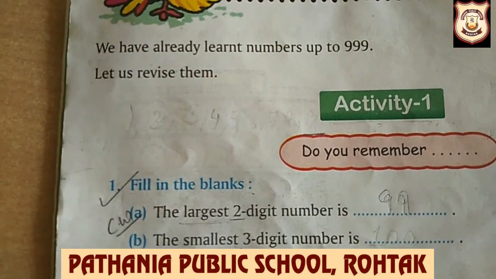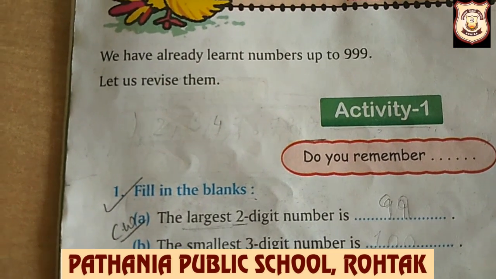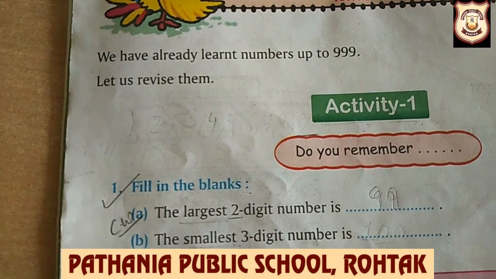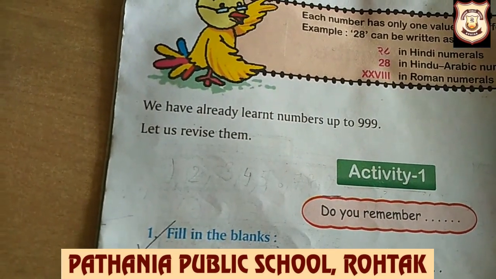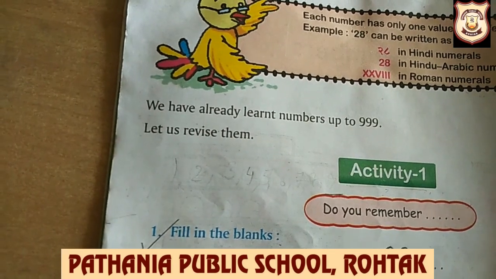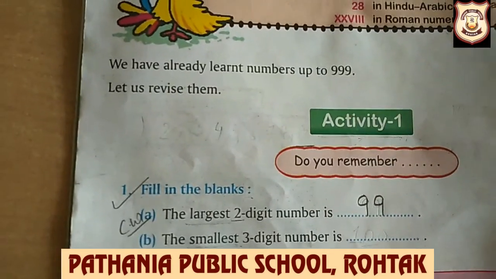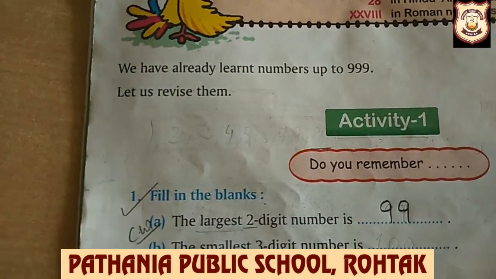Now, if we need to write the largest two-digit number, now we know 9 is the largest digit. So, if we write 9 two times, it will be the largest two-digit number. So, 99 is the largest two-digit number. Now, the second question is, the smallest three-digit number is.